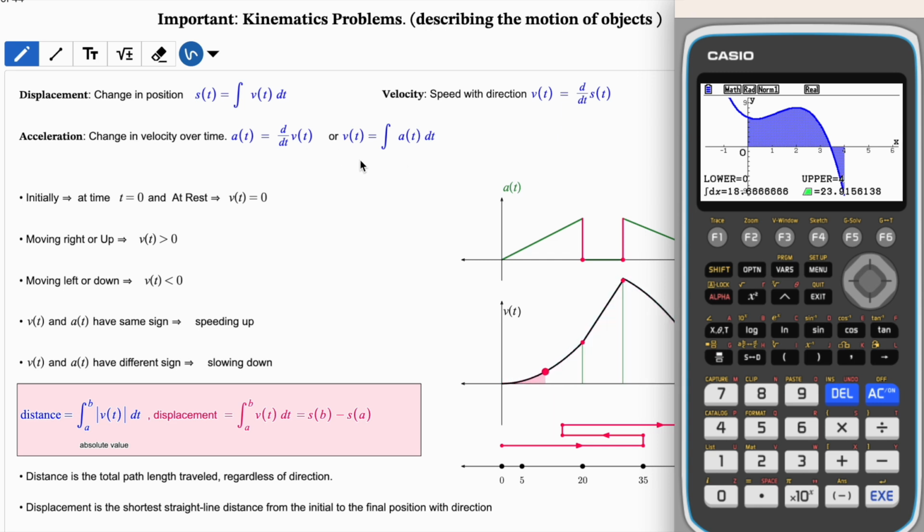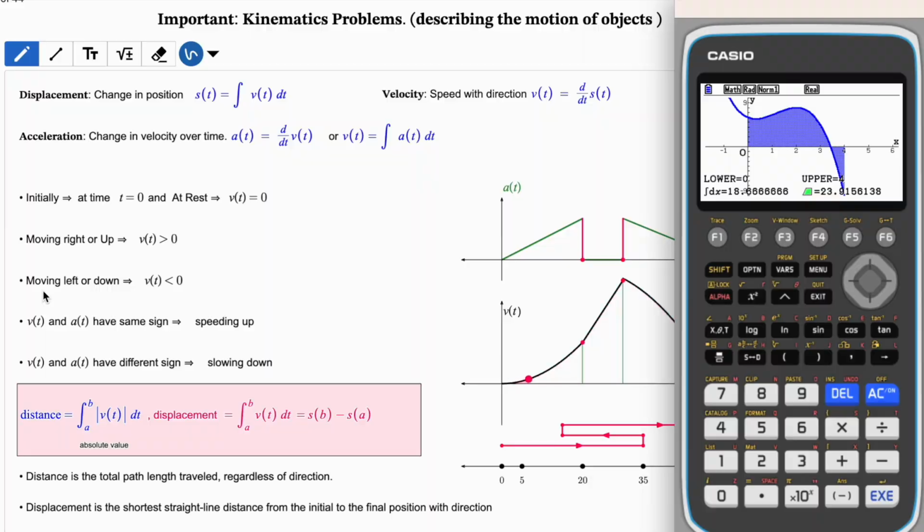Or there is another connection between velocity and acceleration. Velocity is integral of acceleration using certain limits. When we say initially or initial time, we refer to time equals to 0. And when we say the object is at rest, then also we always mention that velocity is 0. Moving right or up, velocity direction will be positive, so it is above the x-axis.